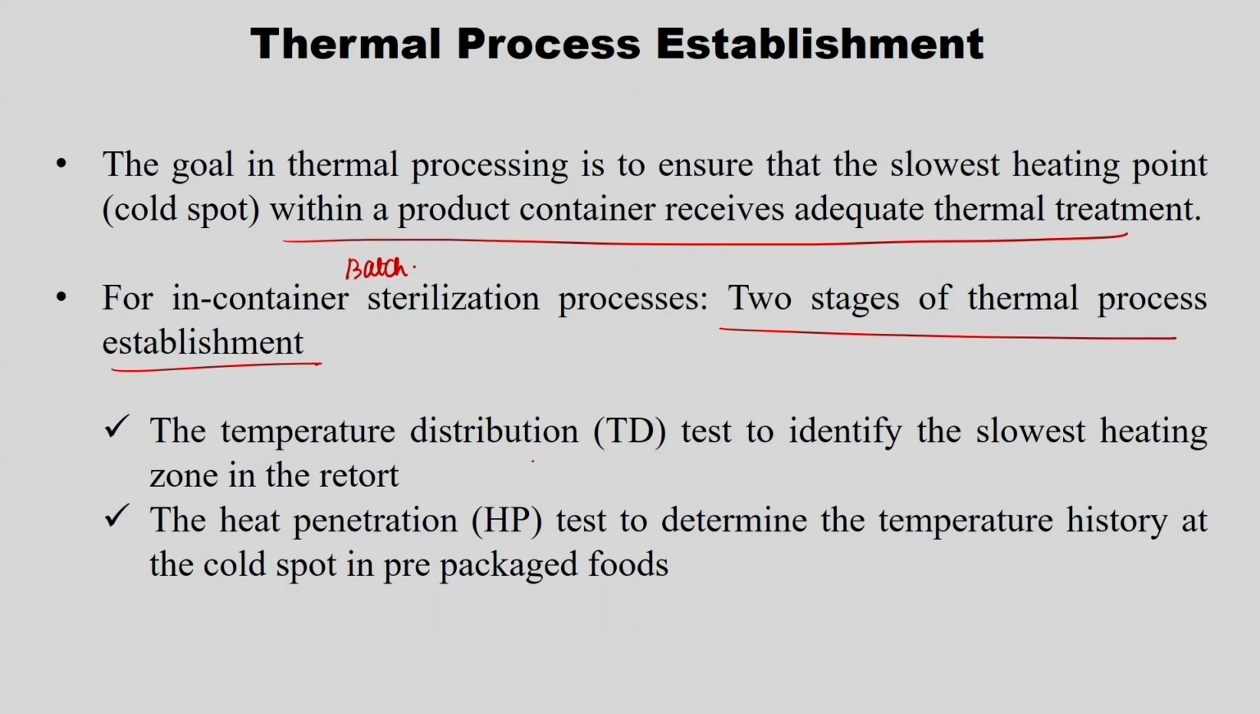So, one is the temperature distribution test. That is what we are going to discuss in the whole class, and to identify the slowest heating zone. The second one is the heat penetration test to determine the temperature history of the cold spot in the pre-packaged food, for example, canning or retorting, right. The pre-packaged food is in the cans. So, what we are doing is retorting.